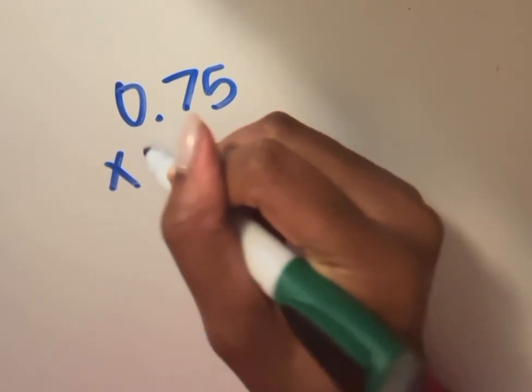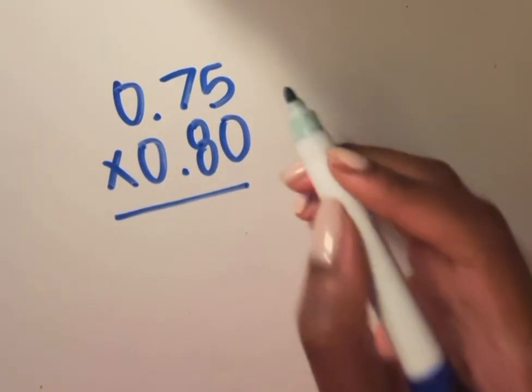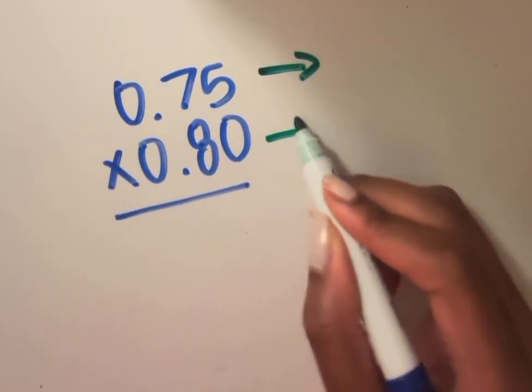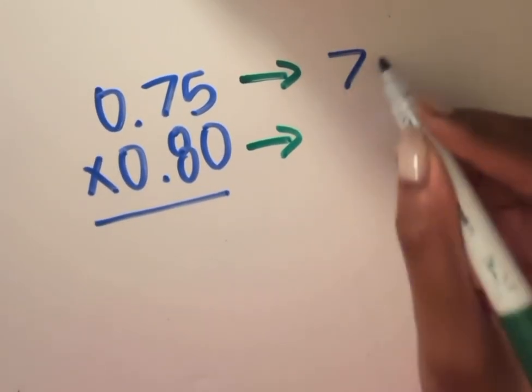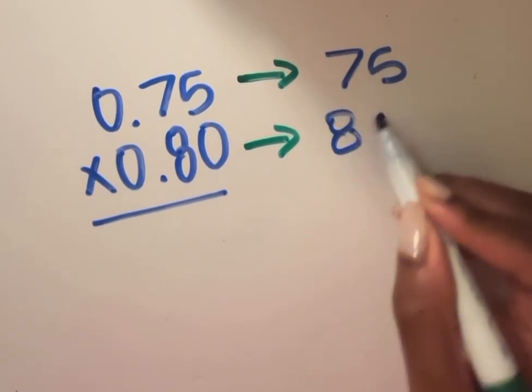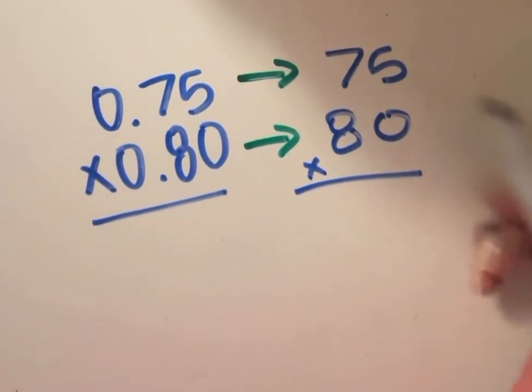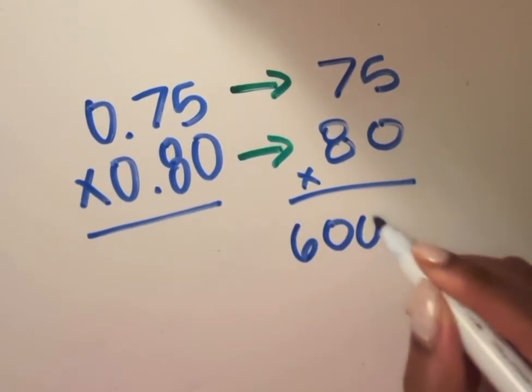Final example, we have 0.75 times 0.80. So again, our first step is converting both of these decimals into whole numbers. So 0.75 as a whole number would just be written as 75, and 0.80 would just be rewritten as 80. So we're doing 75 times 80, which is 6,000.